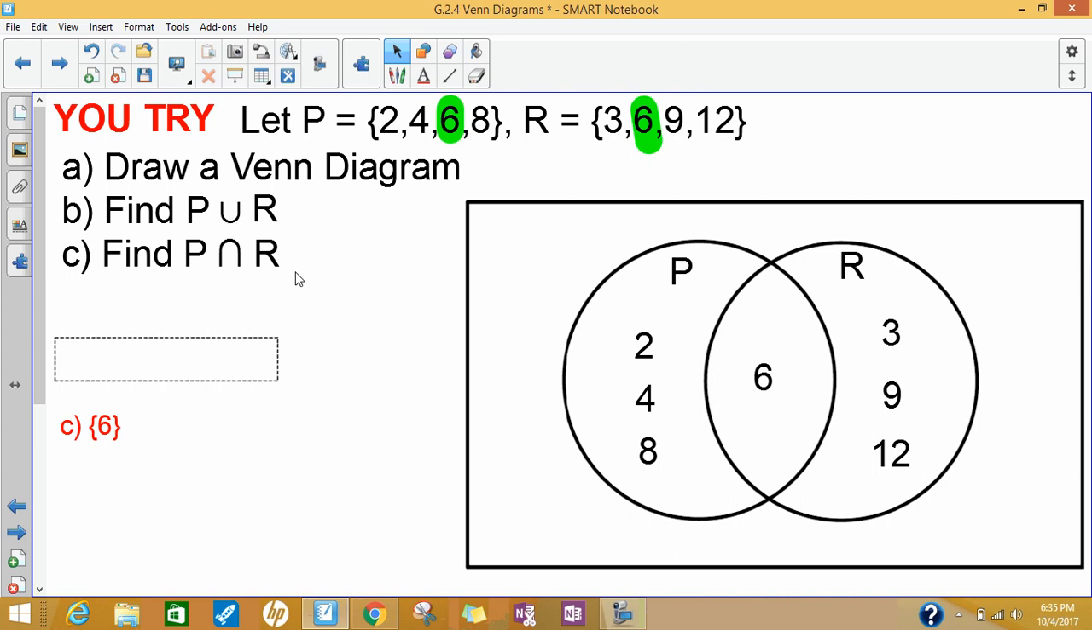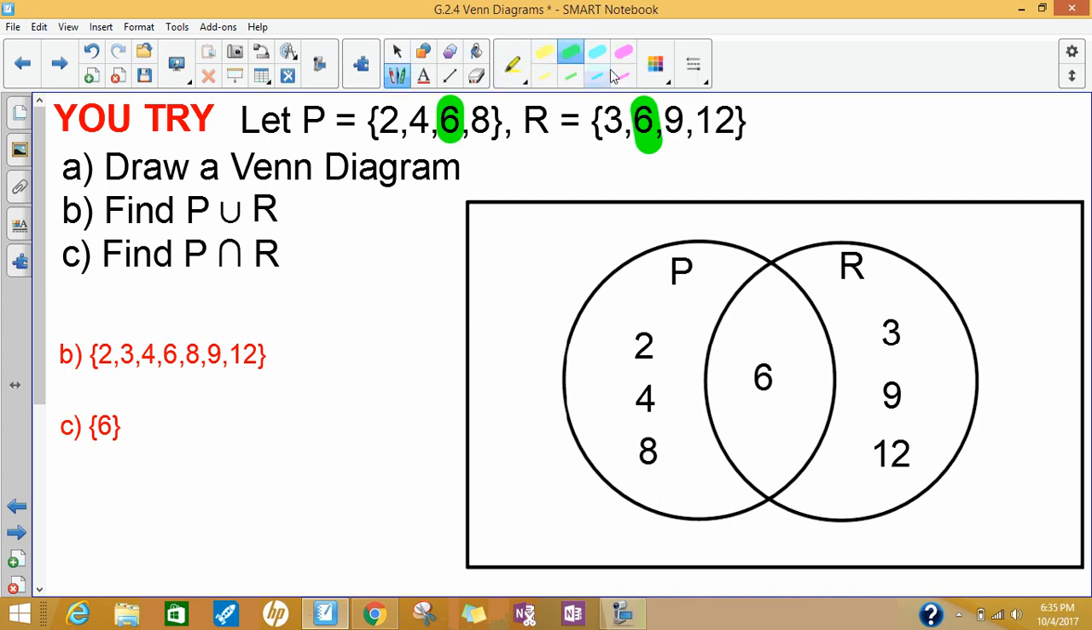And if I want to write their union, I write all of the numbers that are in both of them together. 2, 3, 4, 6, 8, 9, and 12. And if you have the Venn diagram, that's really easy to do. You just copy down all the numbers written there.